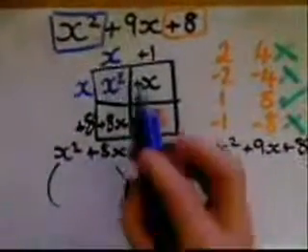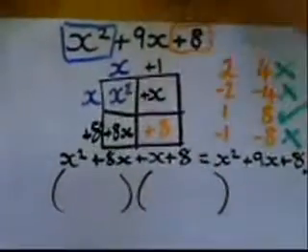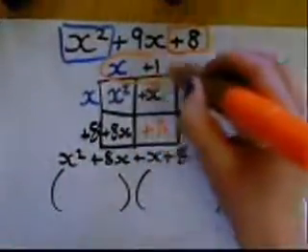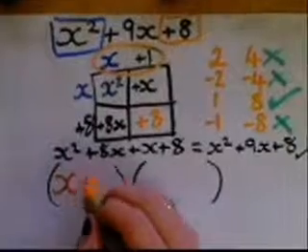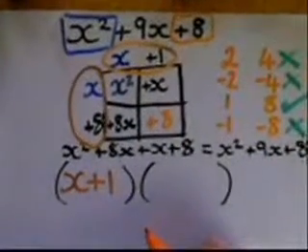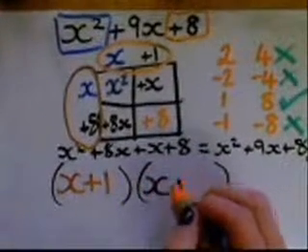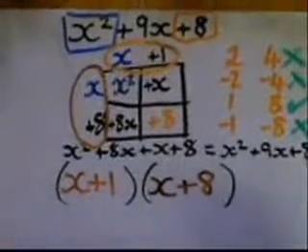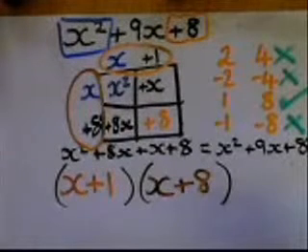That means our answer in the brackets is going to be this part and this part. We've got x plus 1 multiplied by x plus 8. And that's our answer.